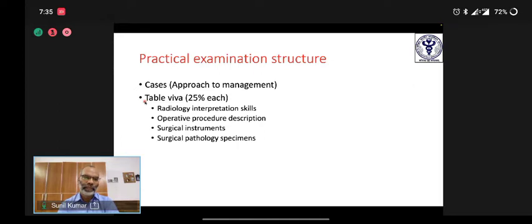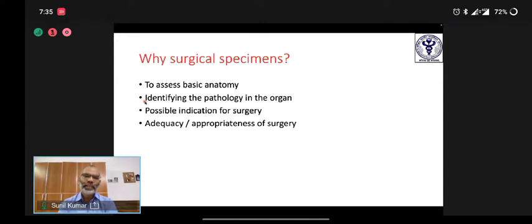So prepare accordingly. And the four contents which are there, first is radiology, then operative procedure description, and third is instruments, which we have already discussed previously, and the last is the surgical pathology specimen. So why have surgical specimens been kept at the first place? It could have been just like some video also, some pictures also, but yes, there is a reason behind that.